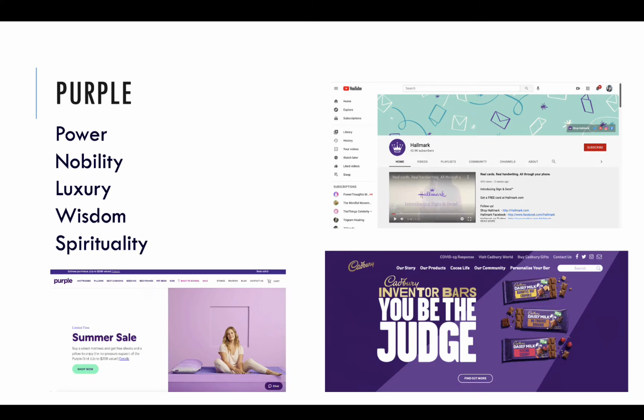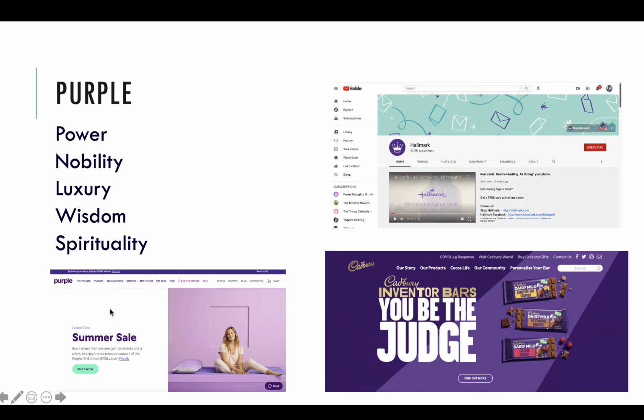Now, purple, another one of my favorite colors, probably more of a favorite than pink. Now, purple is about power, regal, nobility, luxury, wisdom, spirituality. You will see purple used in innovative companies, companies who maybe want to look a little bit different, but want to look more on the high end side.